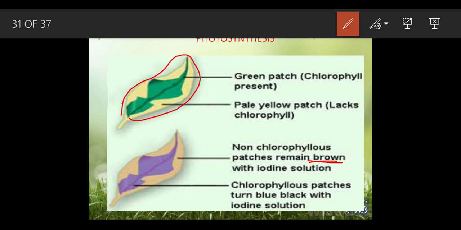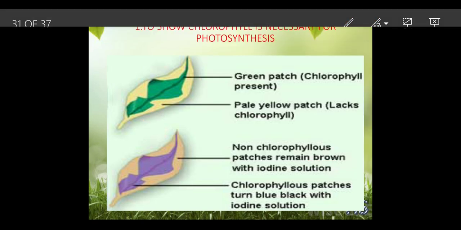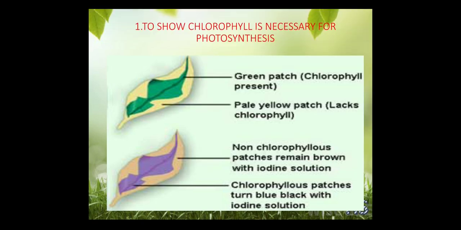So we can conclude from this that chlorophyll is necessary for photosynthesis. If there is no chlorophyll, definitely no photosynthesis will occur.